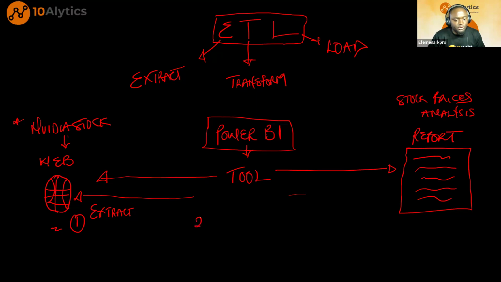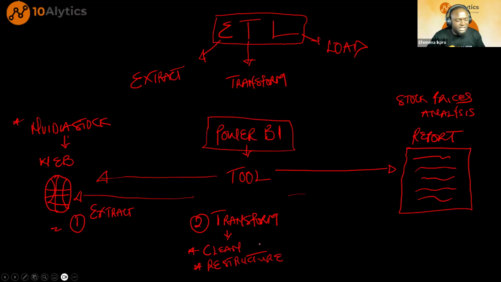Number two is we need to transform the data. When you're talking about transformation, it means you're trying to clean the data or restructure the data. If the structure is not good, or if it is structured in a way that is going to be difficult for you to create your report, you need to restructure the data. That's just the way it is.